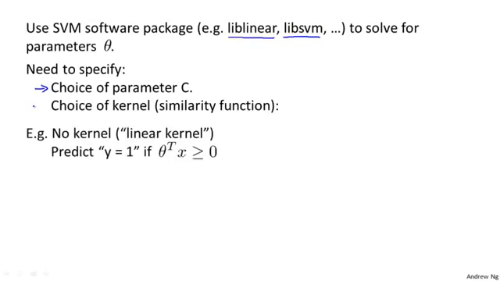One choice might be to not use any kernel, and the idea of no kernel is also called a linear kernel. So if someone says, I use an SVM with a linear kernel, what that means is they use an SVM without a kernel, a version of the SVM that just uses theta transpose x. That predicts 1 if theta 0 plus theta 1 x1 plus so on plus theta n xn is greater than or equal to 0. You can think of the linear kernel as a version of the SVM that just gives you a standard linear classifier.